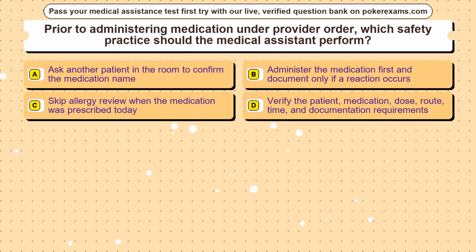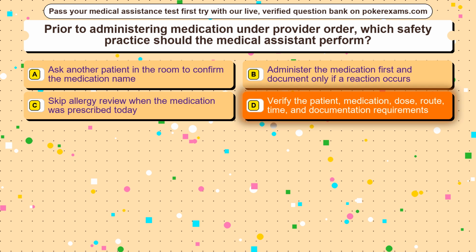Question 96. Prior to administering medication under provider order, which safety practice should the medical assistant perform? Option A. Ask another patient in the room to confirm the medication name. Option B. Administer the medication first and document only if a reaction occurs. Option C. Skip allergy review when the medication was prescribed today. Option D. Verify the patient, medication, dose, route, time, and documentation requirements.